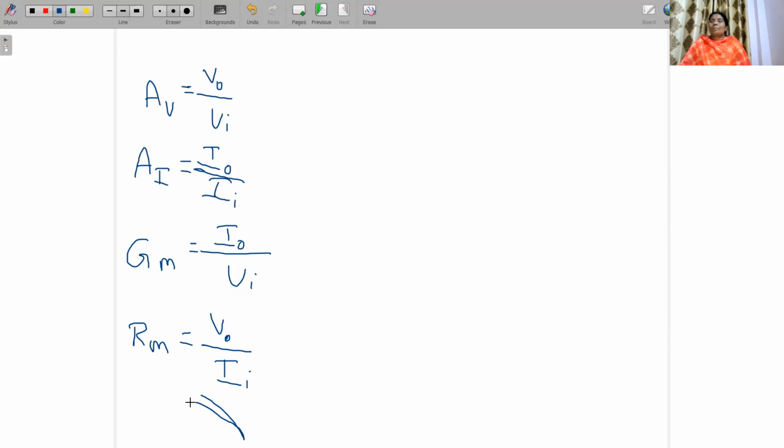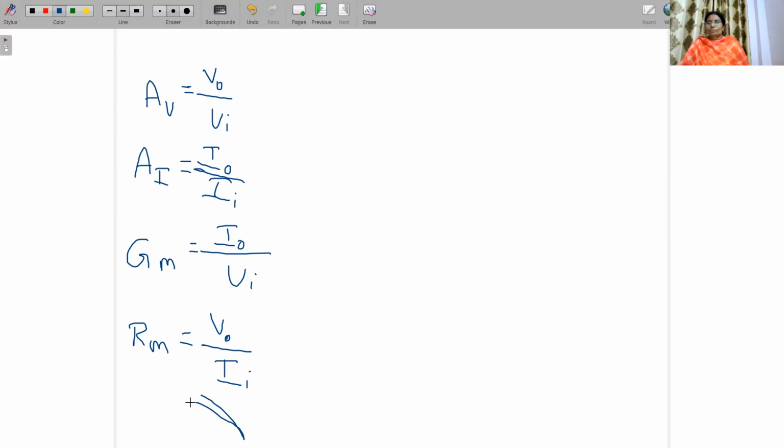Next, what is meant by feedback amplifier? Basically there are two types of blocks. One is the amplifier block, and the second one is the feedback. Some part of the output is fed back to the input. That is nothing but the feedback amplifier. All these basic amplifiers will be connected to the feedback network. What is the feedback network? The feedback network consists of only passive elements. Passive elements are nothing but RLC components: resistors, inductors, as well as capacitors.